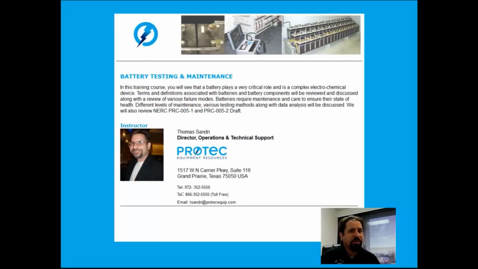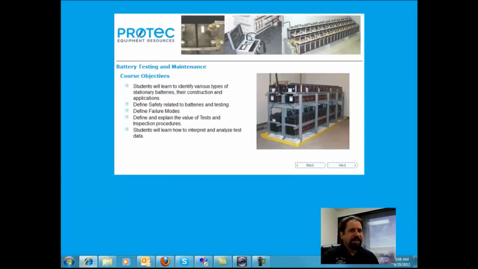We will also review the NERC PRC 005-1 and the NERC PRC 005-2 draft. Now, our objectives of this course will be for students to learn to identify various types of stationary batteries, the construction and the application of batteries. We'll be able to define safety related to the batteries and testing, be able to define failure modes, define and explain the value of testing and inspection procedures, and students will learn how to interpret data and analysis of test results.